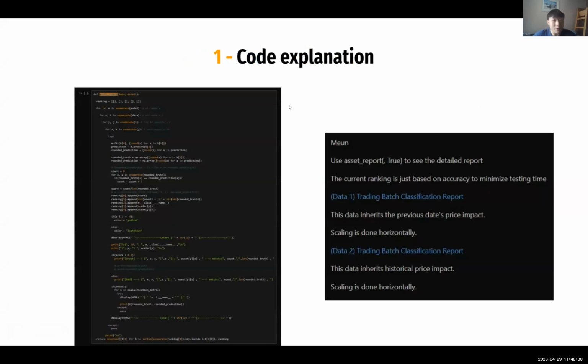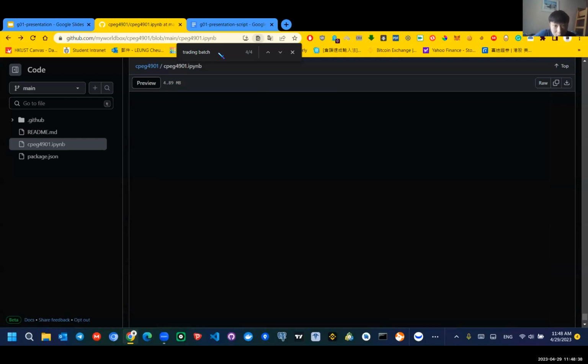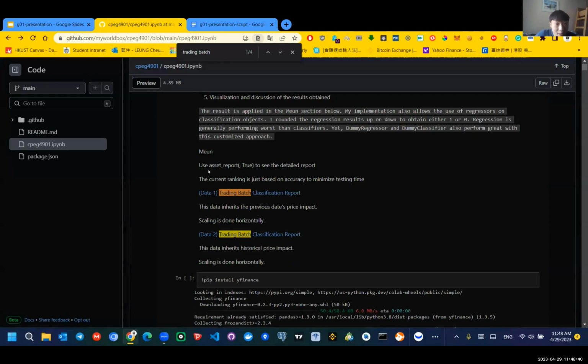For the code explanation part, I will refer to this Colab notebook. So you can see from this line, by passing through our asset report function, you can see the detailed report. The detailed report will contain all of those classification metrics other than the accuracy score. And the current ranking is just based on accuracy to minimize our complexity.